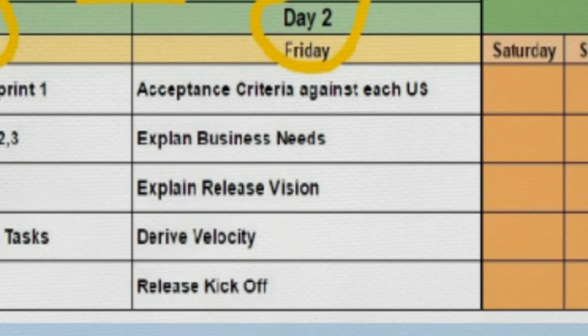We would also derive velocity. Velocity is nothing but the rate at which team completes work in a sprint. It is calculated in terms of story points. And the last one is release kickoff, when the release is kicked off.